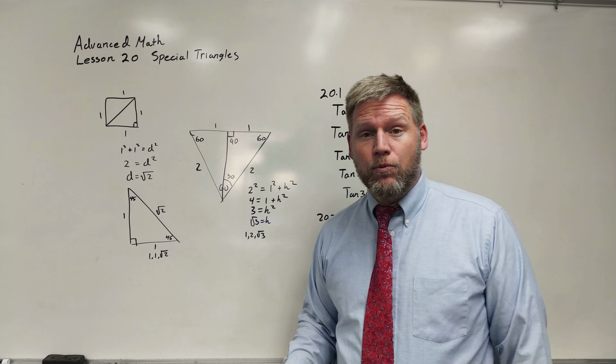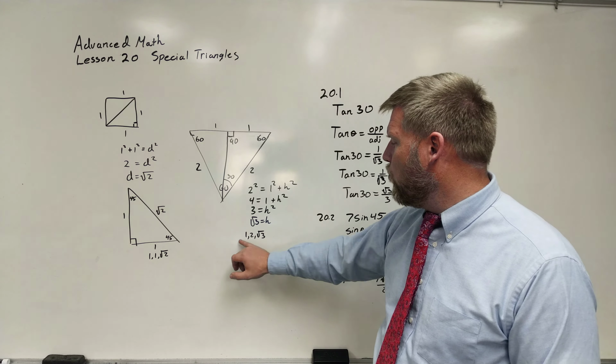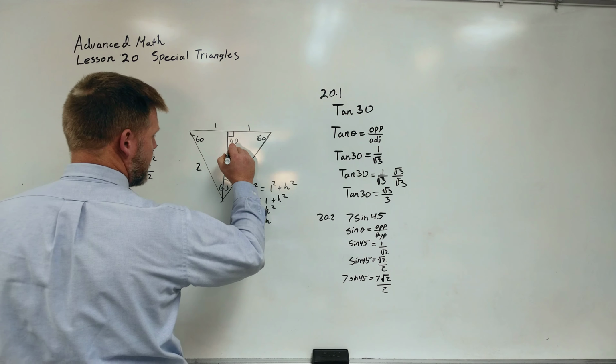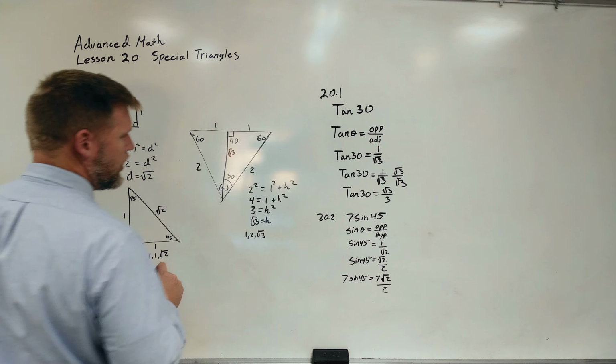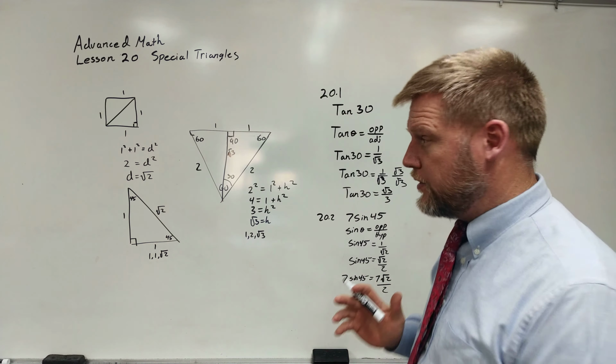Take the root of that and get the root of 3 equals h. So if height is root 3, I now have a 1, 2, root 3 triangle, and I'm going to go ahead and put that in here right on this side, on root 3. Now, a couple of things that I'm going to give you to help you remember this.